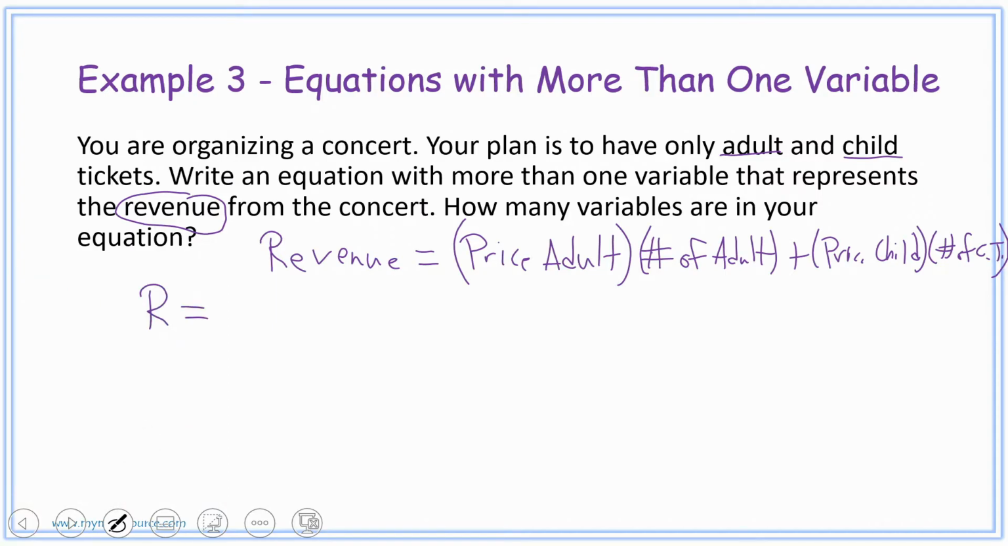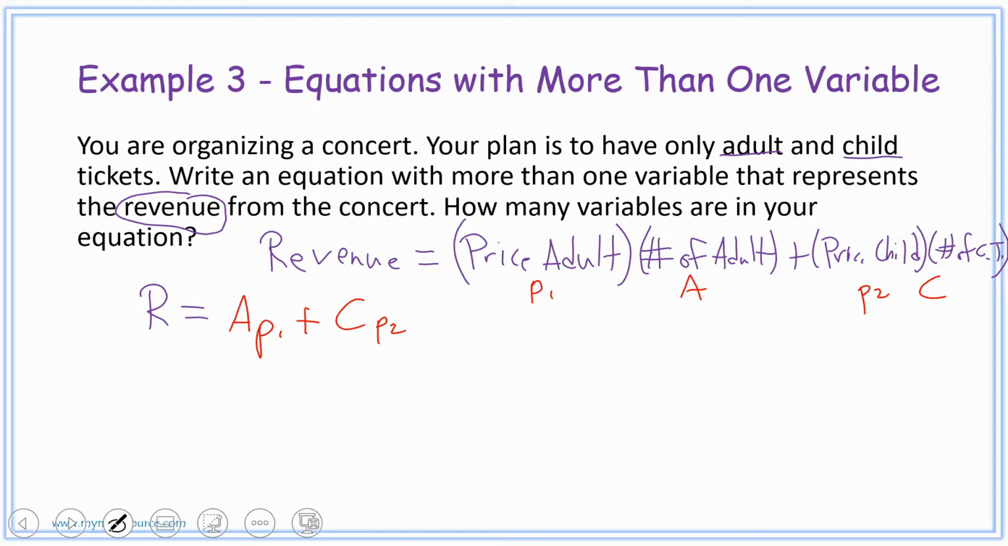So for the price of the adult ticket, we could use P sub 1. Number of adult tickets, I'm just going to use capital A. Price of child tickets, we could say that's the second price, so P sub 2. And then the number of child tickets, we can use capital C. And I'm going to write the big letters first. Multiplication is associative, so we can rewrite them this way. It just looks a little bit neater when you have the capital letter first. So AP1 plus CP2, and that will give us R, which is our revenue.